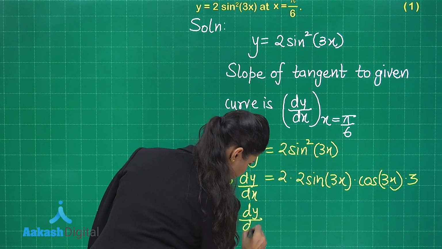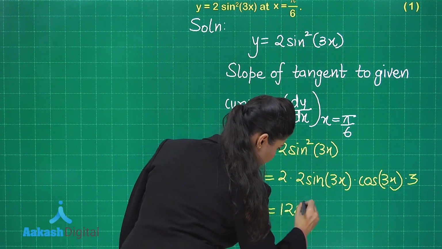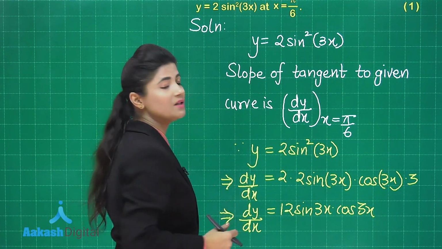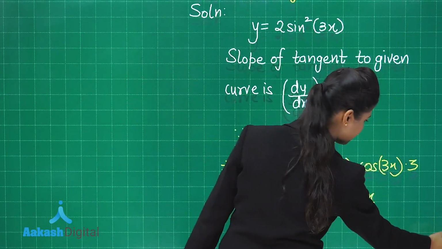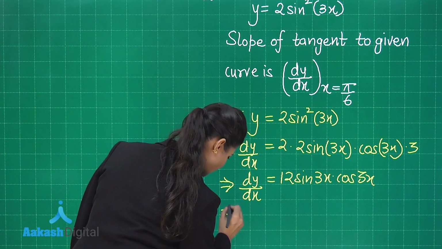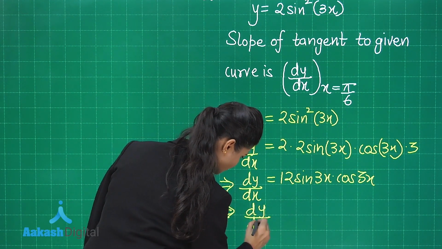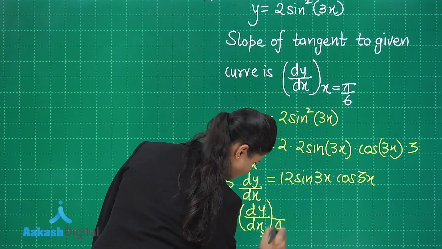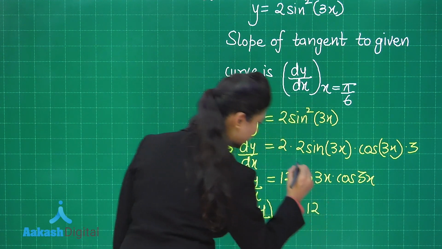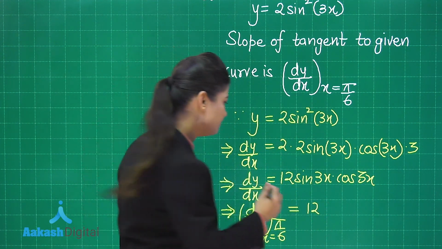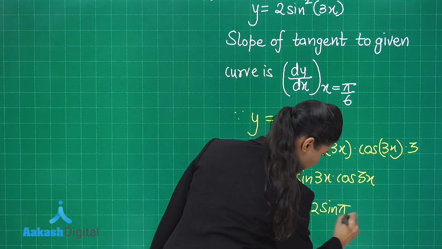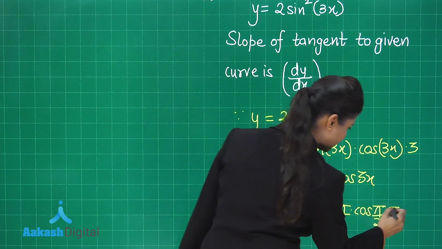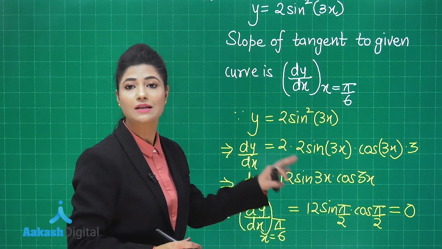So, I have dy by dx equal to 12 sine 3x into cos 3x, where I need the derivative at x equal to pi by 6. So, in the next step, I will be substituting here x as pi by 6. So, dy by dx at x equal to pi by 6. On substituting here, you get 12 into sine 3x is sine pi by 2. And here cos 3x is cos pi by 2. The value of cos pi by 2 is 0. So, this whole term becomes equal to 0. That means the slope is now 0.